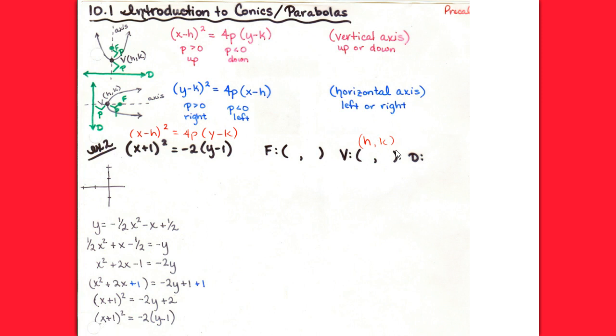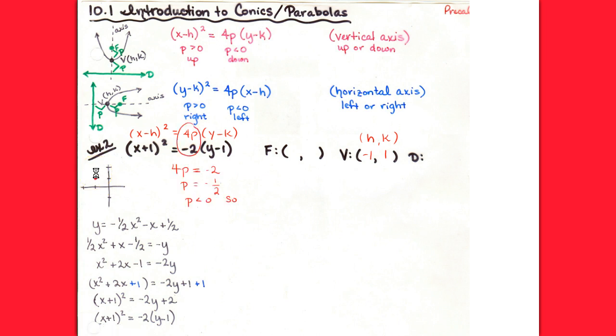So what is h? -1. And what is k? 1. +1. Because remember, it is the opposite of whatever that number is, because it's x minus h, so that's like opposite of h. So opposite of +1 gave us -1, and opposite of -1 gave us +1. All right, and then I can come over here and plot that vertex. We've got a vertex at -1, +1.